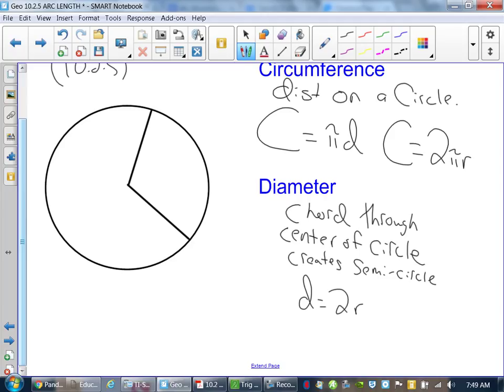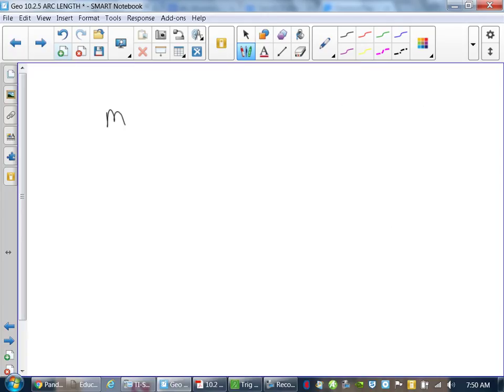Now, one of the things that we have to look at is the difference between the measure of an arc versus the arc length. If I look at just those two things right there, the measure of the arc versus arc length, just looking at it, what's different between the two? One's length and one is angle.